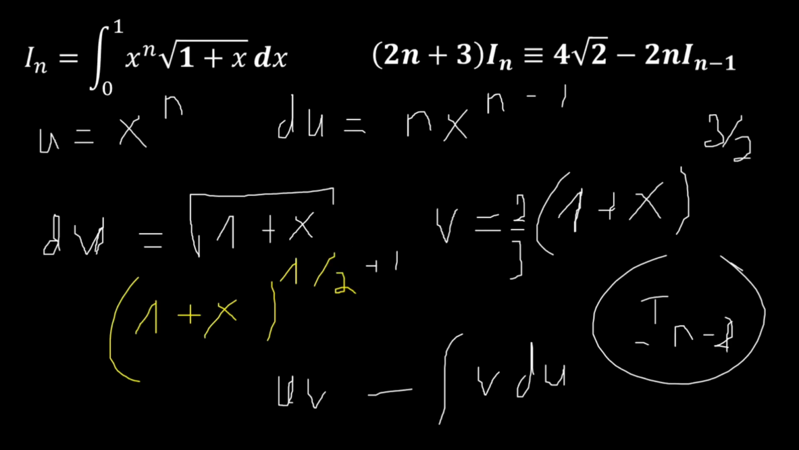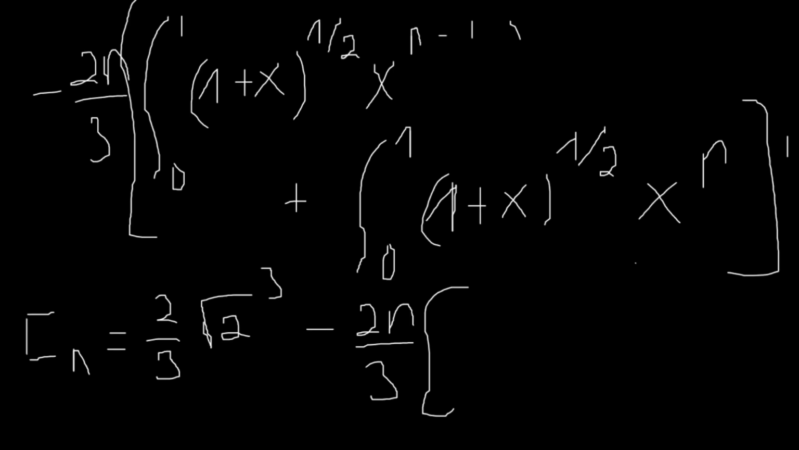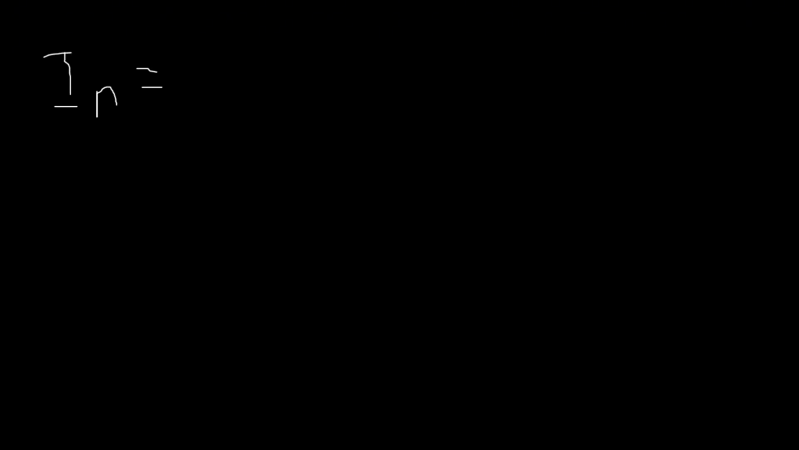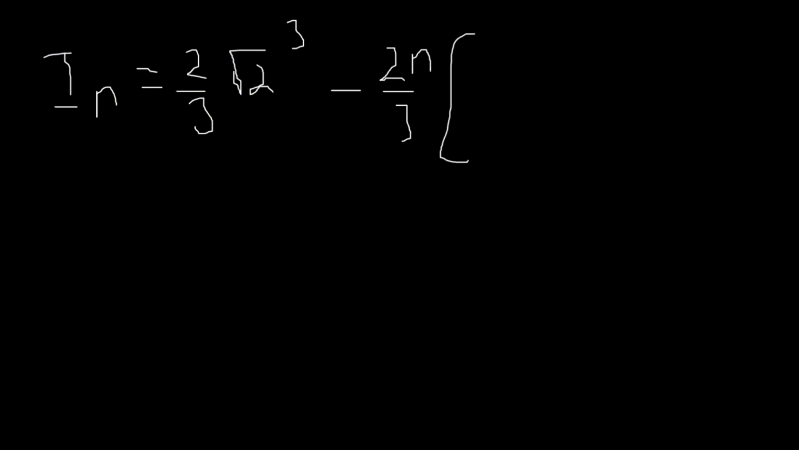What is our I? Where is this n? And on that side, you have n minus 1. Because if you substitute n minus 1 here, we are going to be putting minus 1 here. And that is equivalent to what we have here. That is I subscript n minus 1, plus this is equivalent to I subscript n. Therefore we are going to be having I subscript n is equal to 2/3 root 2 cubed minus 2n on 3 I subscript n minus 1 plus I subscript n.